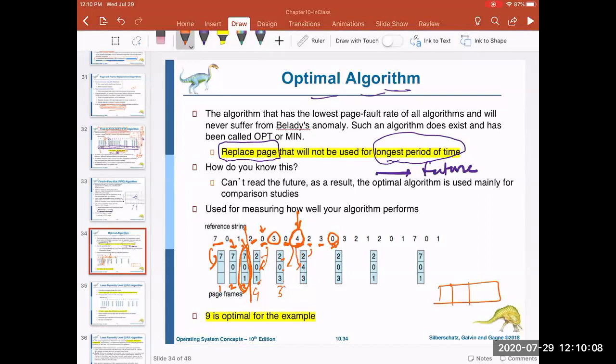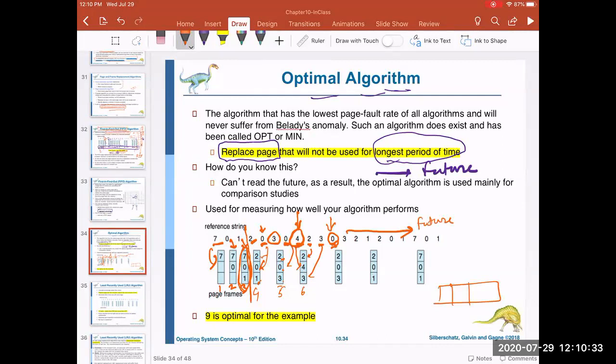Now 2 is already there, 3 is already there. So no page faults. Now we have 0. So when it is 0, which one would be replaced? Again we look from here. We are standing here. We look into the future. Which one would be used after the longest time?